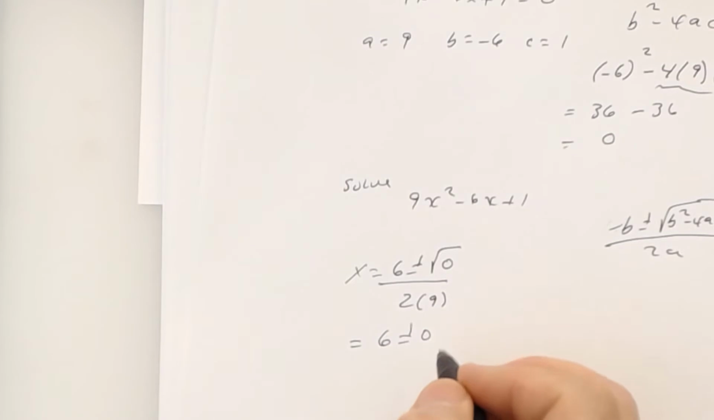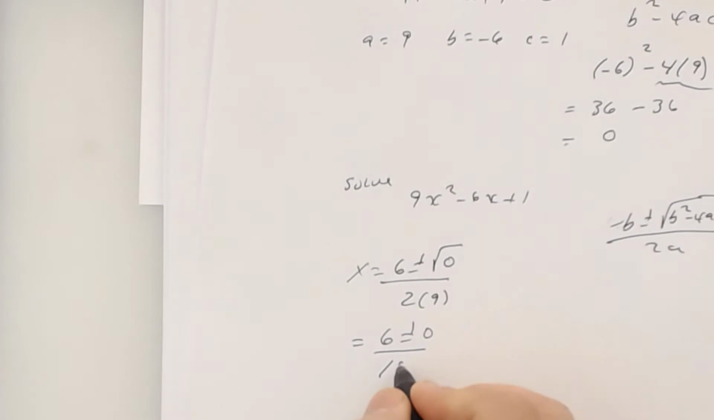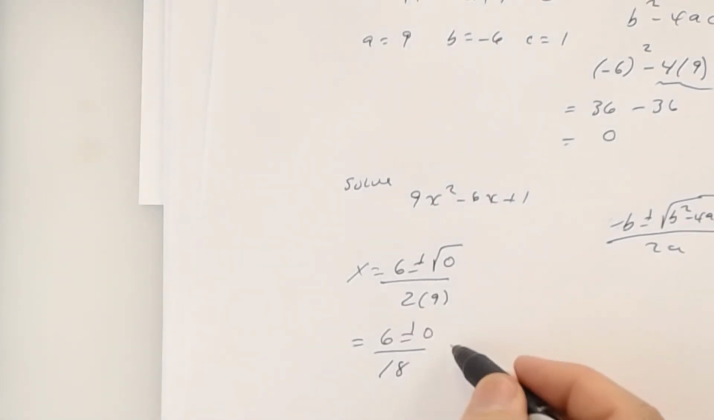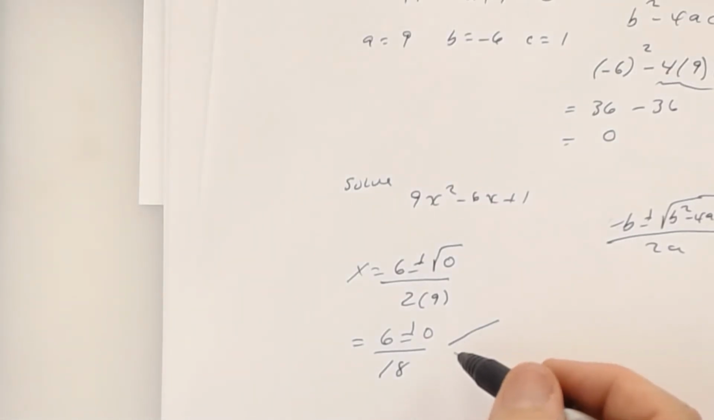0. Now remember, 0 is not a perfect square. What's the smallest perfect square? 1. 1's the smallest perfect square. Over what? 18. Now I want you to think about this. 6 plus or minus 0. And now 0 is a rational number though, right? Yeah, 0 is still rational.